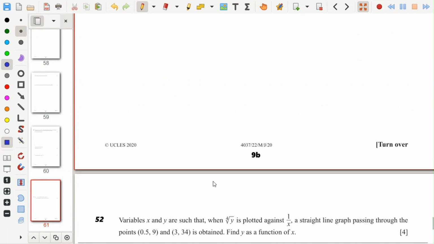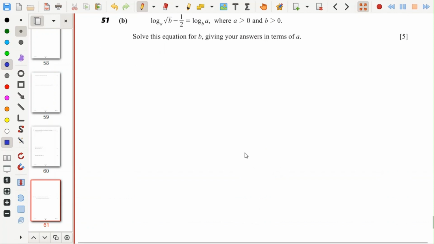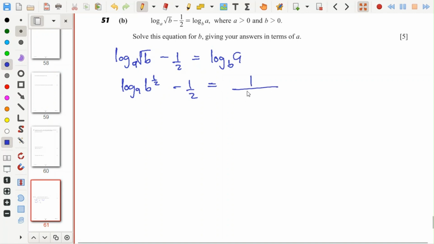Okay, let's look at another question. Question 9B of 2020, May, June 22. Okay, I can see this is a question on change of base. You have log of b to the base a minus half is equal to log a to the base b. Now this is the same as 1 over, this one is the same as log b to the base a. Change of base.